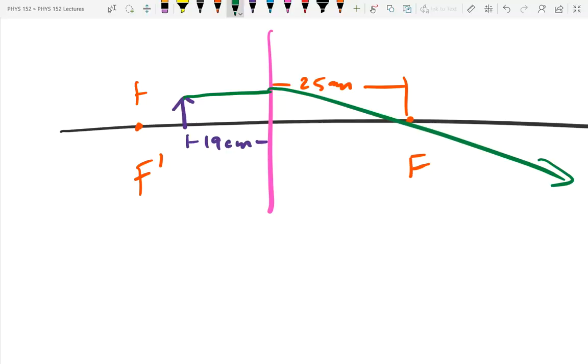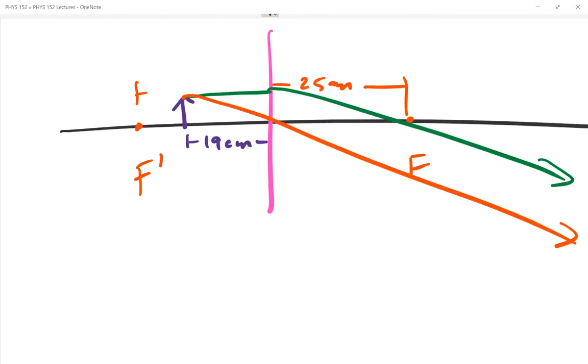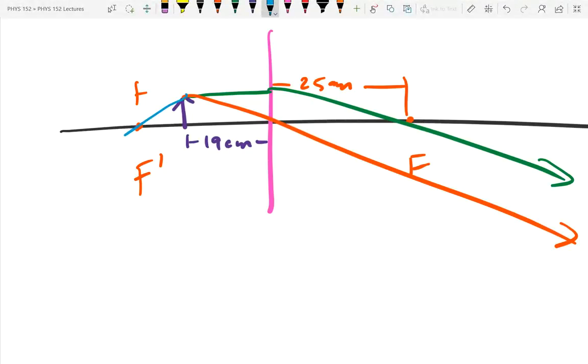Okay, next ray. Vertex ray. Vertex ray goes through the vertex. Final ray. Focal ray. Now this one's going to be tricky. The focal ray is supposed to go from the tip of my object through the focal point on the same side, unless it's a diverging lens, which is going to flip it to the opposite side. Well, that ray would go like this.